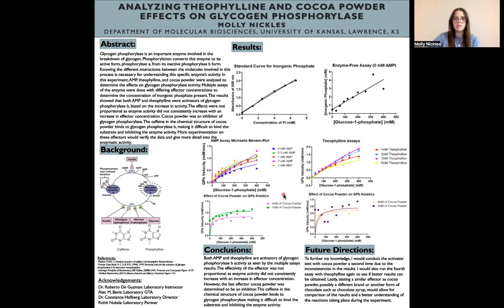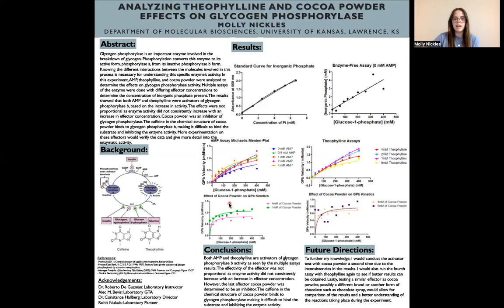The last effector chosen to be tested was cocoa powder. These last two plots in the results section show the results from those tests. Cocoa powder was tested at concentrations of 1, 2, 4, and 5 millimolar. And as seen on these graphs, as concentration of cocoa powder increases, the glycogen phosphorylase B activity decreases. This is not a proportional relationship and indicates that cocoa powder is an inhibitor of glycogen phosphorylase B.